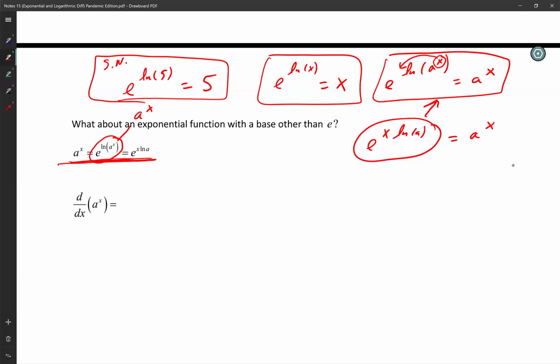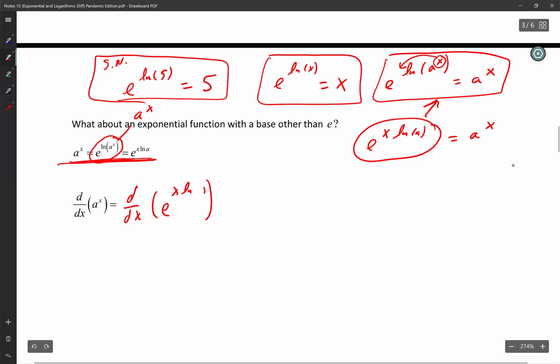Okay. So now check it out, guys. I want to take the derivative of a to the x. So this is like taking the derivative of e to the x ln of a. I don't need to put parentheses there. Have I lost anyone? Okay. This is still a to the x, guys. This right here that I'm circling in blue, that is still a to the x. It's just a transformation. Look, they're all equal right here.